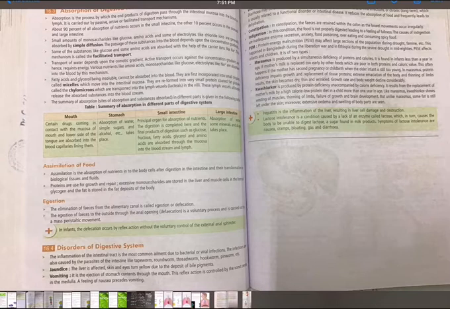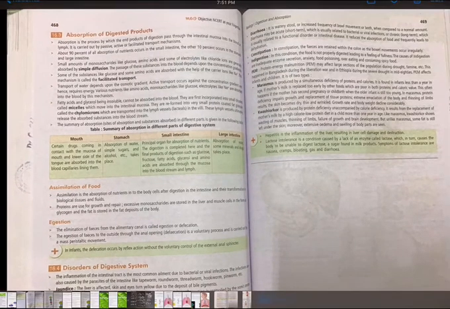Many times questions will be asked about the disorders, and of course there will be questions on enzymes also, but more frequently these disorders are asked. One, of course, is the inflammation of the intestinal tract, the most common ailment, due to either bacterial or viral infections. The infections are also caused by parasites of the intestine like tapeworm, roundworm, threadworm, hookworm, pinworm. So many worms are there.